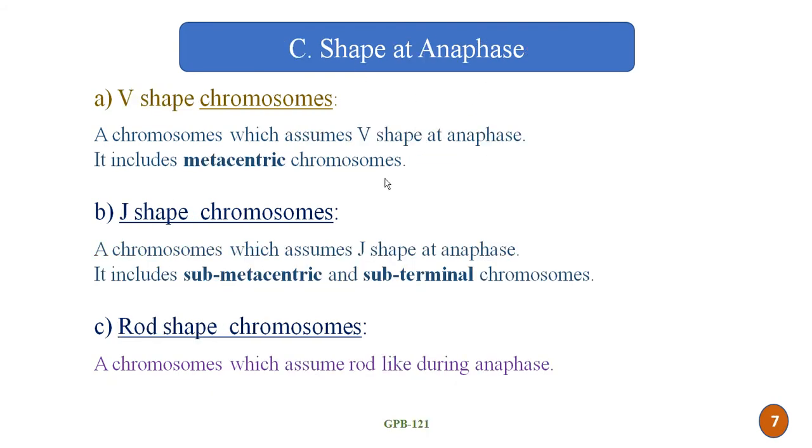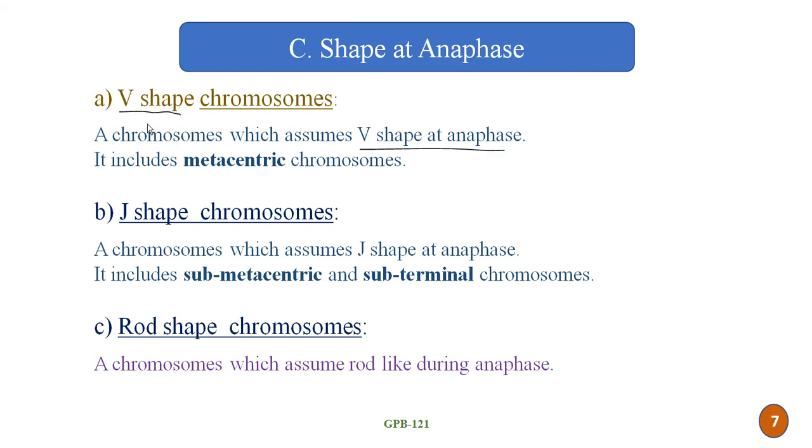The different types of chromosomes we have already known, the metacentric, submetacentric, acrocentric, telocentric, or holokinetic, all represent different shapes during the anaphase, and on that basis, these chromosomes are also classified. So first is the V-shape chromosome, which assumes a V shape at anaphase, as its name indicates. So these are the shapes during the anaphase, and why are these shapes created?